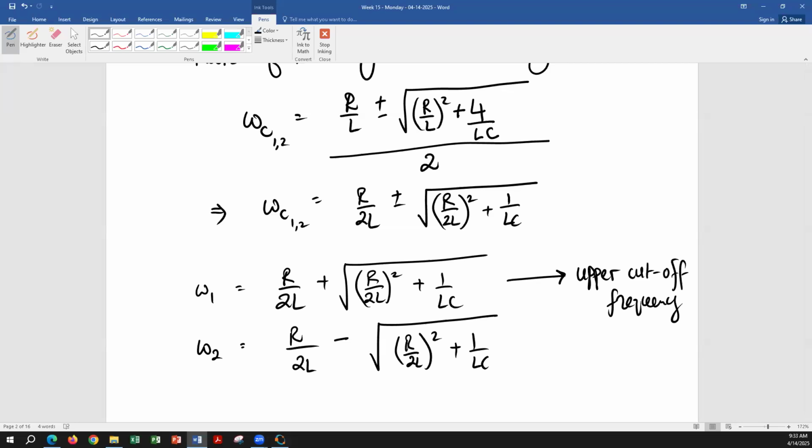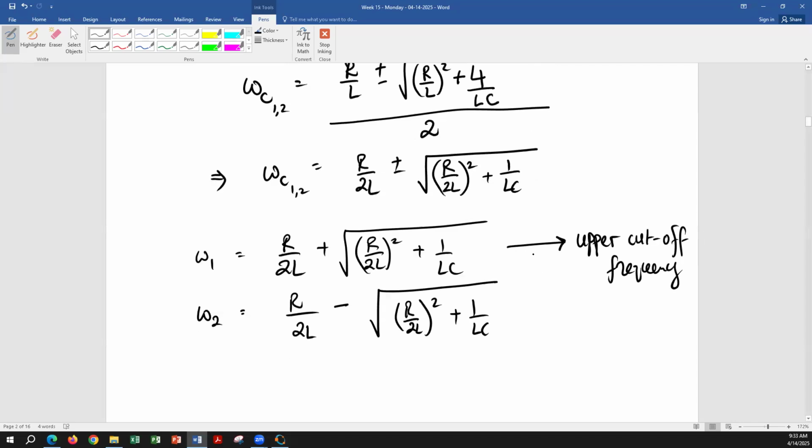The frequencies cannot be negative, remember, right? The frequencies have to be positive values. It cannot be negative values. So this is going to provide a positive value right here. Okay.